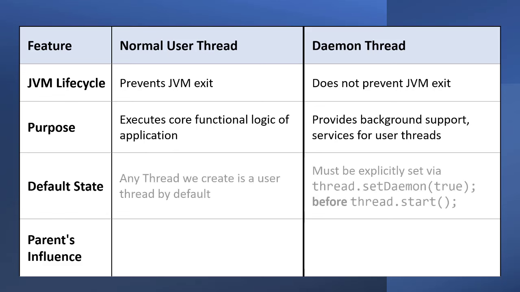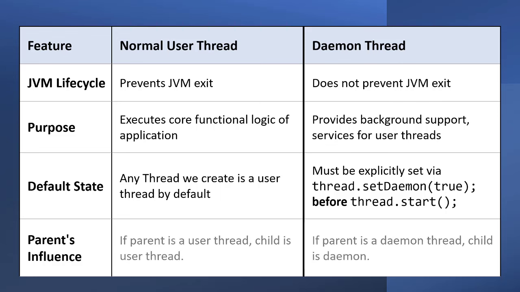By default, any thread we create as a programmer is a user thread, whereas a thread must be set to daemon by calling thread.setDaemon(true) before calling its start method. Please note that a child thread would inherit the nature of the parent thread, meaning a child thread created by a daemon will be a daemon by default.